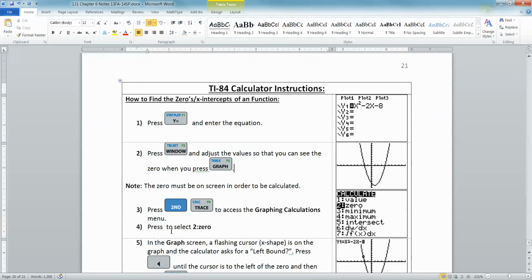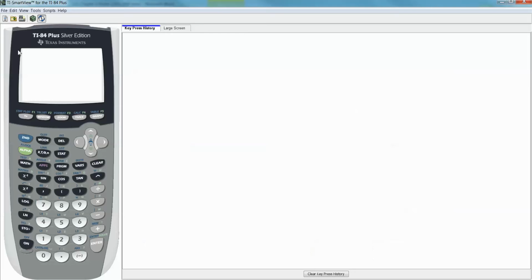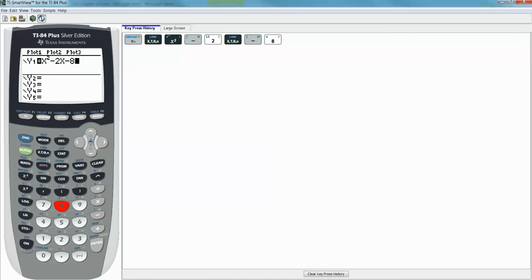All right, so how do you go about doing that? Well, that's a little bit tricky. So we go to y equals. We type in our lovely equation, which was x squared minus 2x minus 8. There we go. We got it. Okay, so now I'm going to press graph and see if the zeros are on the screen.